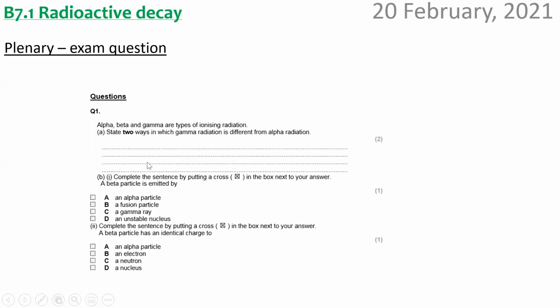And in the next one, complete the sentence by putting a cross in the box next to your answer. A beta particle is emitted by, no, not an alpha particle, that's a different thing completely. Fusion, that doesn't make sense.